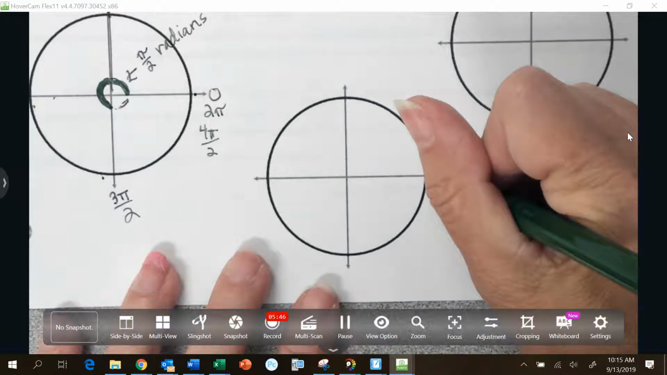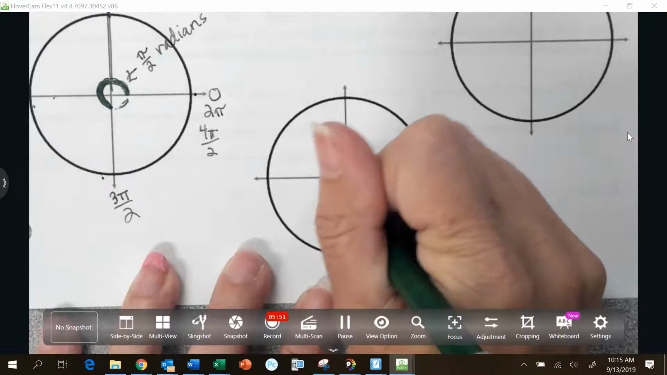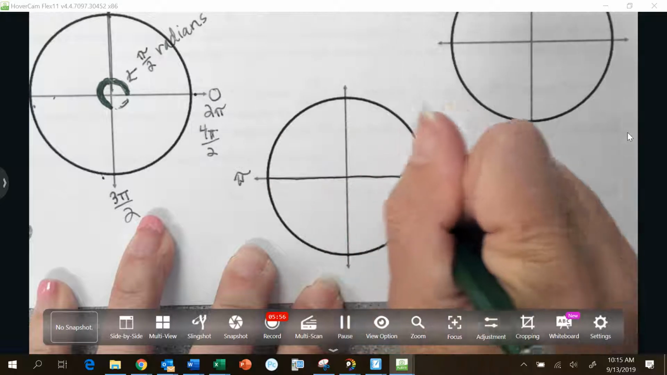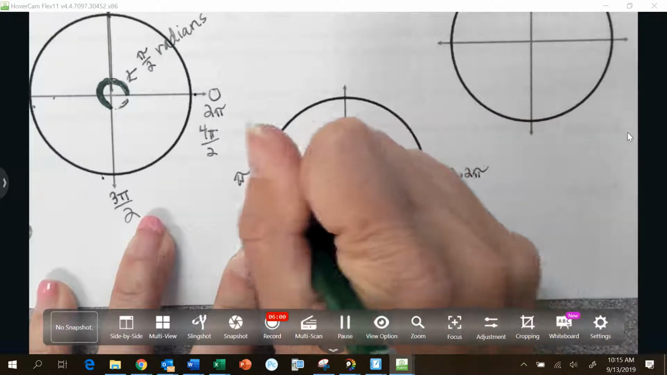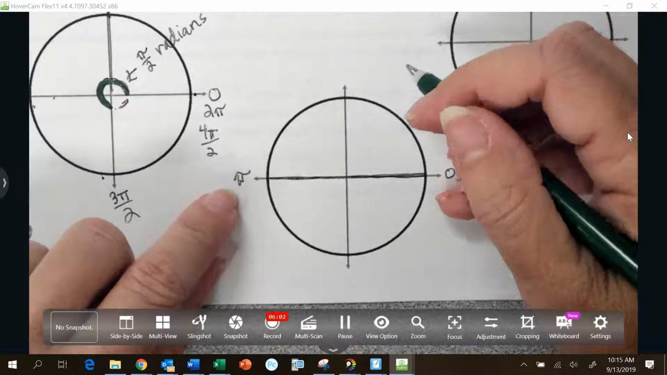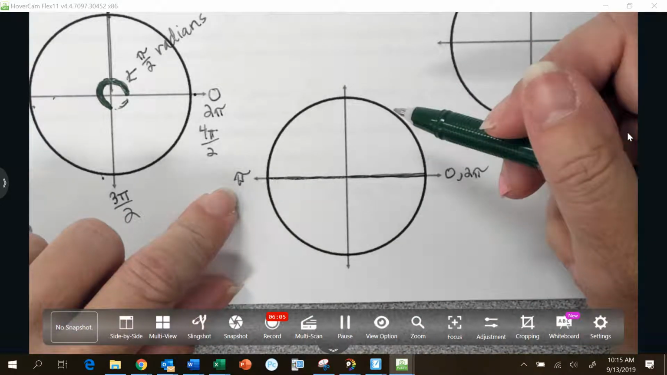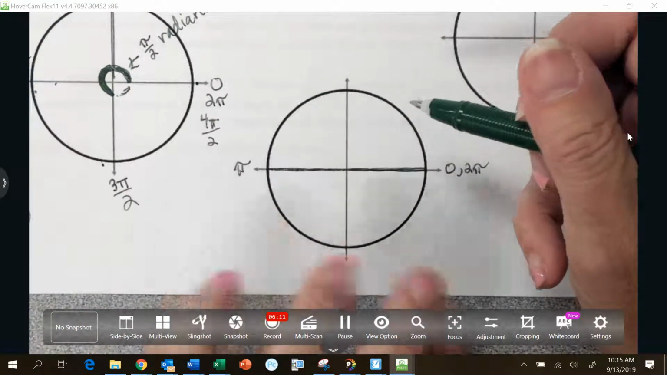All right, let's look at this one here. 0, if I go all the way around here. If I go halfway around, it is pi. Okay? And when we talk about radians, it is easiest for me to think about radians in terms of pi, not in terms of the whole circle. I think it's easiest for me to think about pi rather than the whole circle.